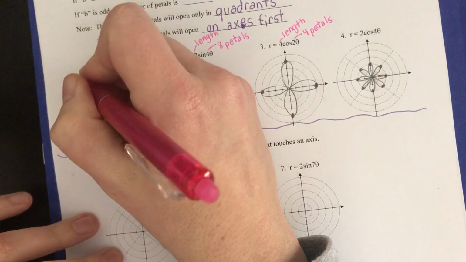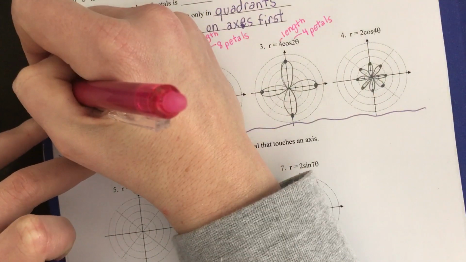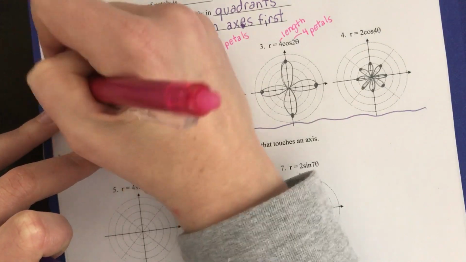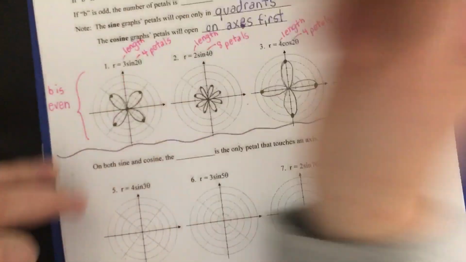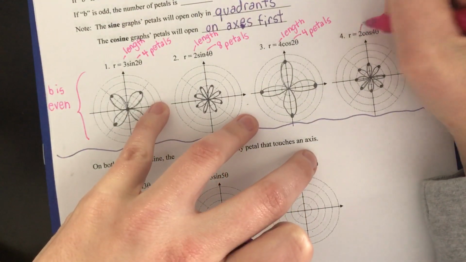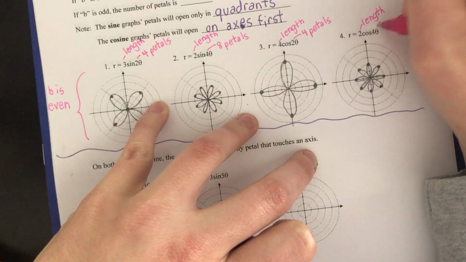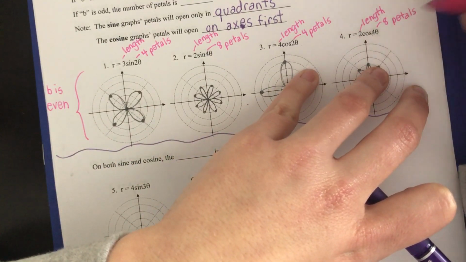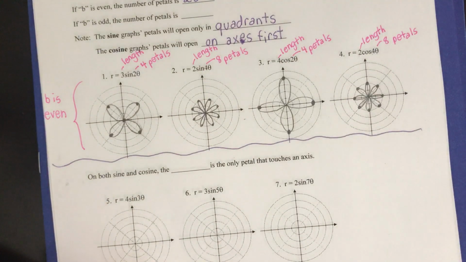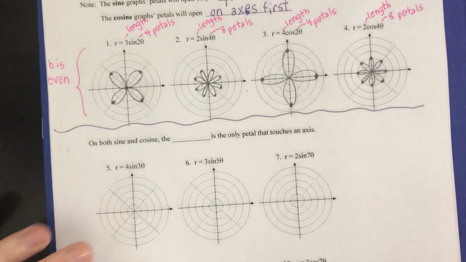And all of these had B is even. Okay, so we're about to find out what happens when B is odd.